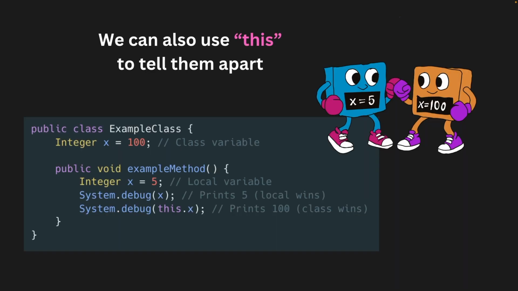If you really need them named the same, we can use the keyword this to tell them apart. So in this example, we have two integers both called x. One is set on the class level and one is set on the method level. The method one is shadowing the class level x variable. So when we debug x, we get 5. That's our local variable and it's being shadowed, so it wins. We still can reference the class variable x by using the this keyword. So this.x tells Apex, hey, go reference, not the local one, but go reference that class level variable. So that can print out 100. And we'll talk more about this on another day.